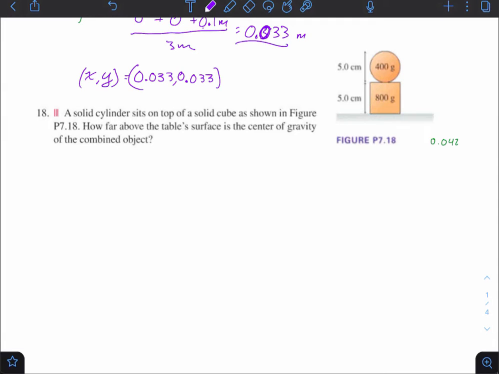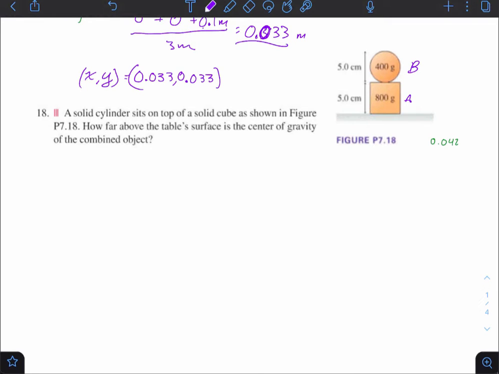18. A solid hoop sits on top of a solid cube as shown in the figure to the right. How far above the table's surface is the center of gravity? Well, I'm going to call this block A and this cylinder B. And it doesn't matter about the shape. All that matters is if it's a uniform density object, we can assume that the center of mass is here, just like the center of mass of Earth is at the core.